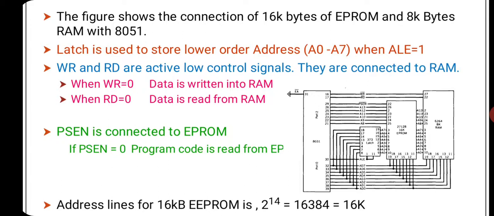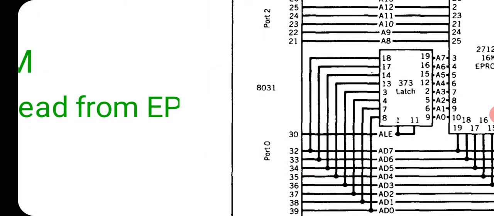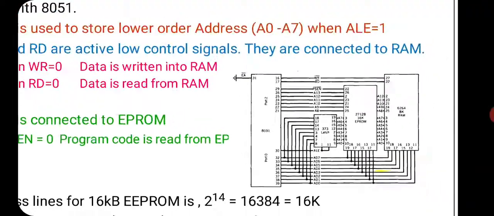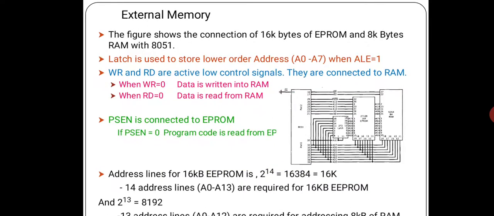Next we have pin number 30, which is connected to ALE. If you give 1, then it means you are making use of those pins as the address bus, that is A0 to A7.